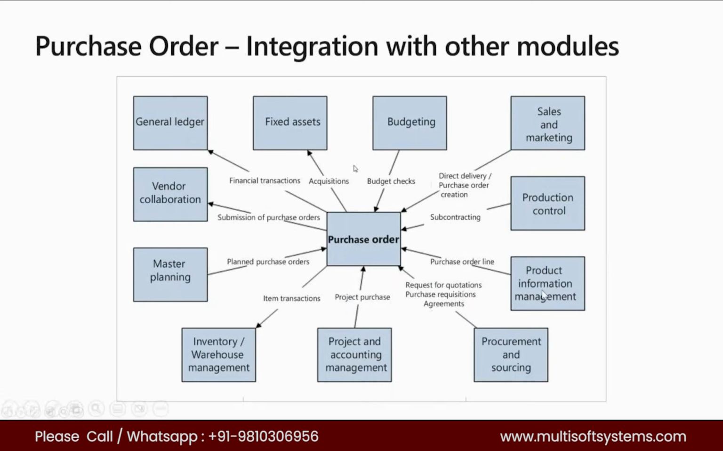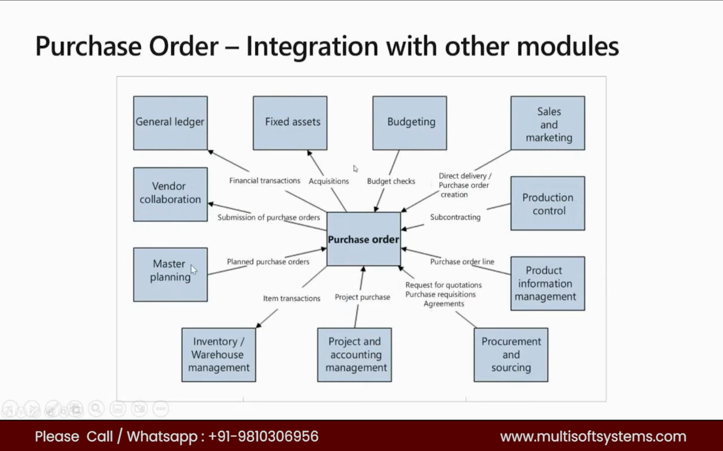And product information management is also interlinked with the purchase order. If you are creating a purchase order, a product is also required. What items should I maintain in the purchase order? Then procurement and sourcing, project management and accounting, and inventory and warehouse. On the basis of our purchase order only, we'll be storing these items within the warehouse.